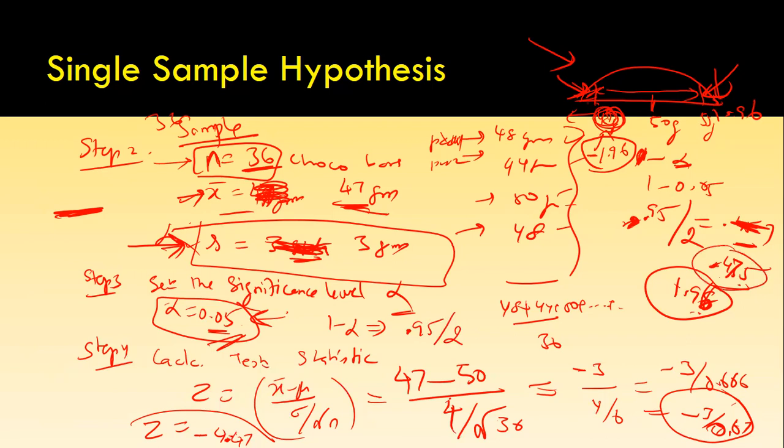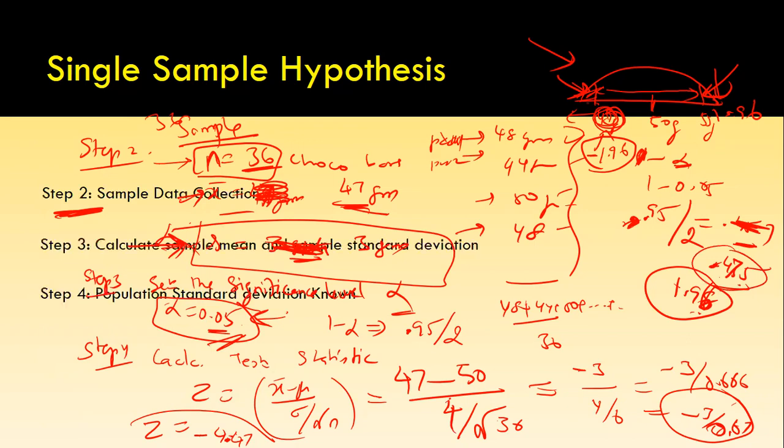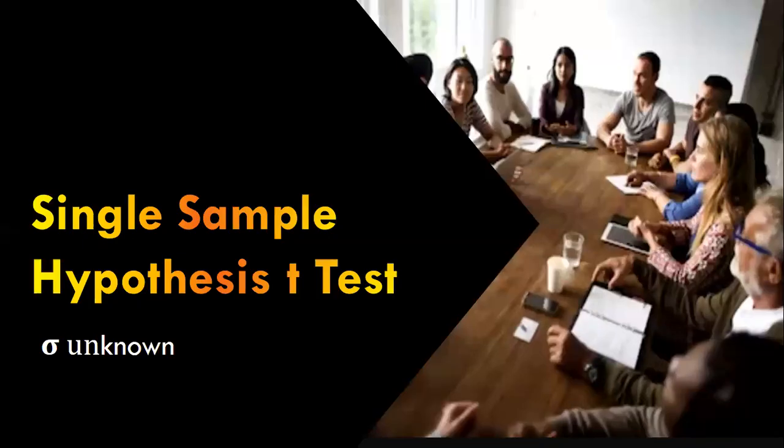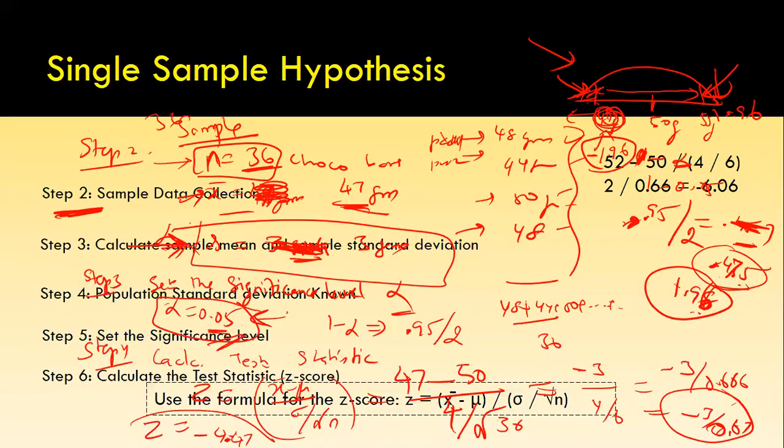This 0.475, if you do a lookup in the z distribution table, you can locate it somewhere here. Just look above and to the side, horizontally and vertically, at which values intersect. You can find 1.9 and 0.06. If you add these two values, 1.96. On the left side of the tail it is minus 1.96, and on the right side of the tail it is plus 1.96.